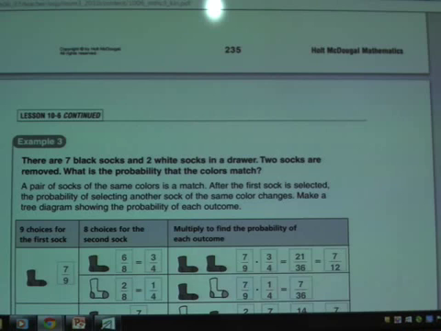All right, let's go ahead and take a look at number 3. There are 7 black socks and 2 white socks in a drawer. 2 socks are removed. What is the probability that the colors match?